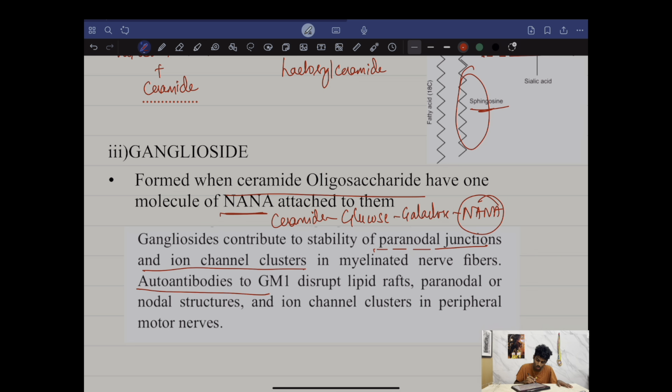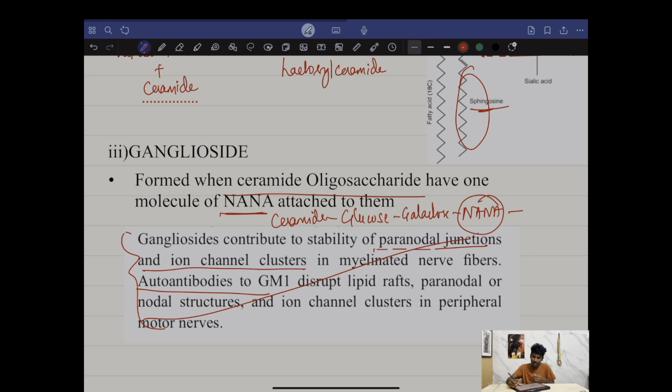Okay, antibodies to ganglioside 1, that is GM1. You don't have to remember all such stuff. Just remember what the ganglioside is. You are dealing with medical biochemistry, so you just remember what stuff it is.